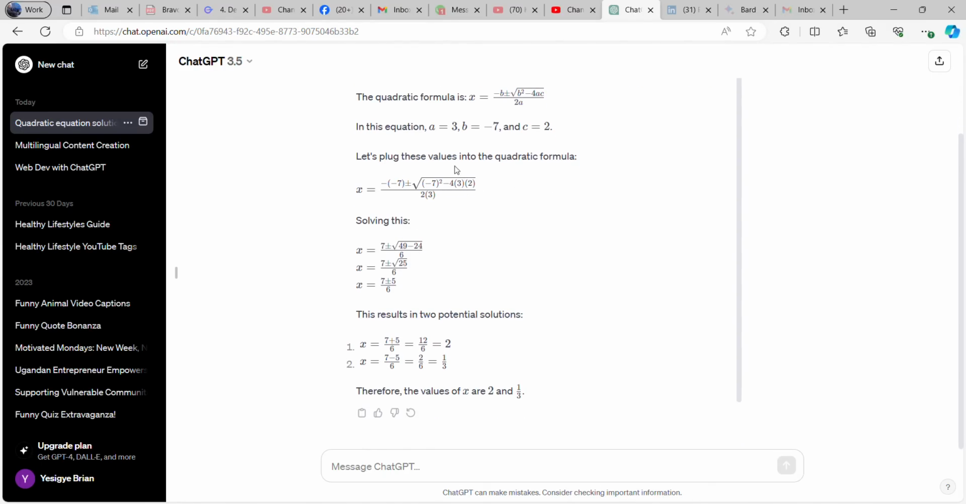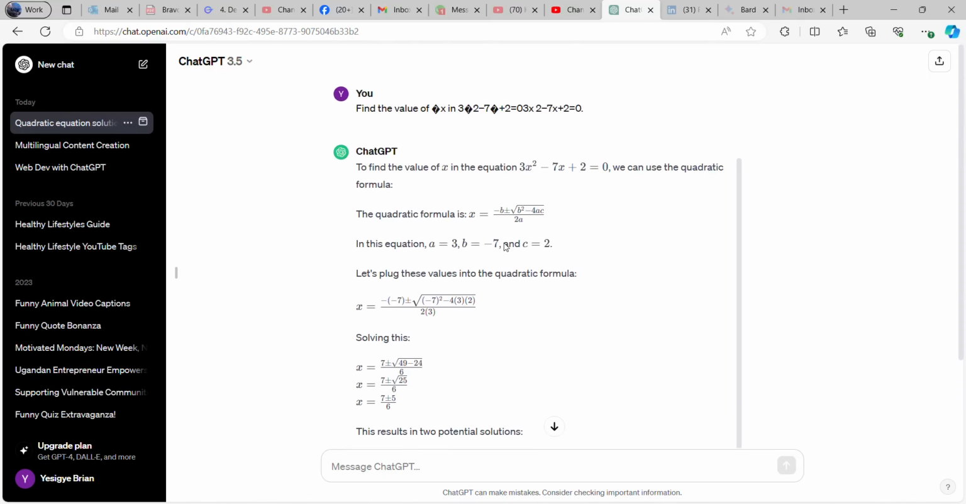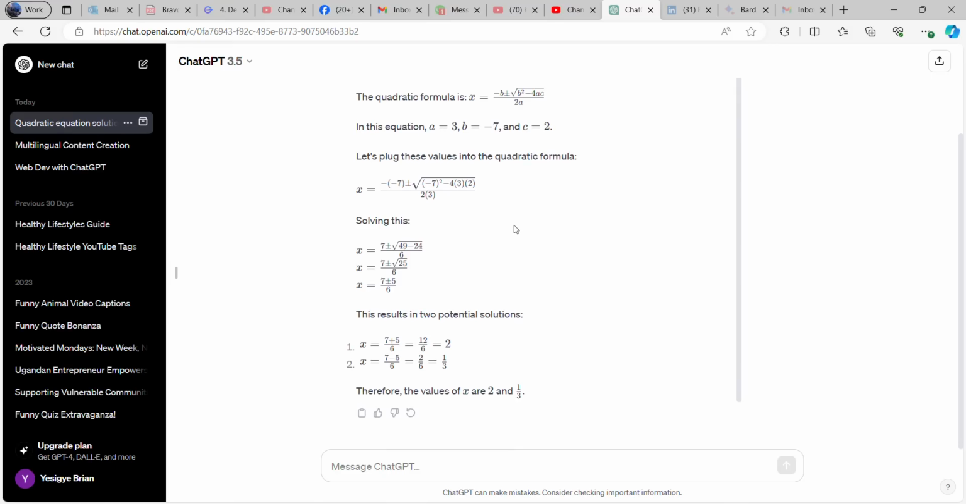Then when you put it in and solve this, it shows you how to solve the problem. This results in two potential solutions, one and two. Therefore, the values of x are 2 and 1/3. So this is how you solve this mathematical problem in the shortest period of time. Guys, if you're a student out there, I'm not telling you to copy, but I'm showing you how best to arrive at the solution.